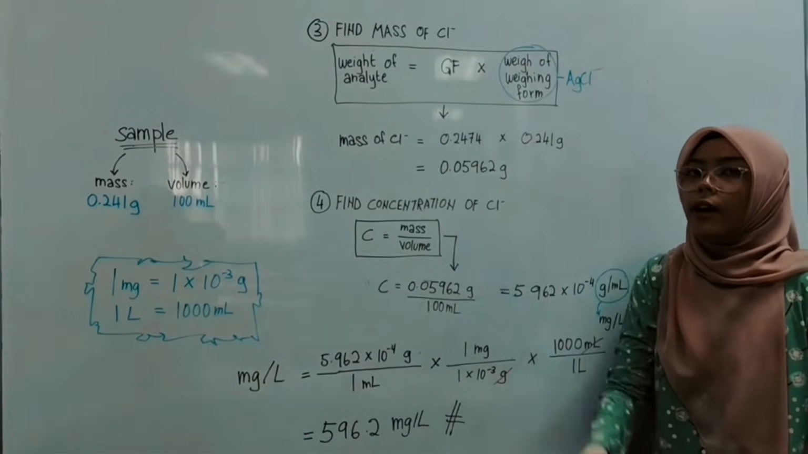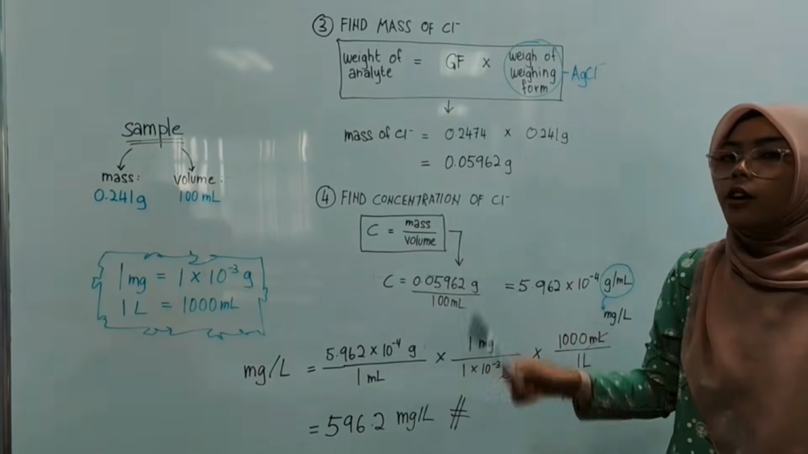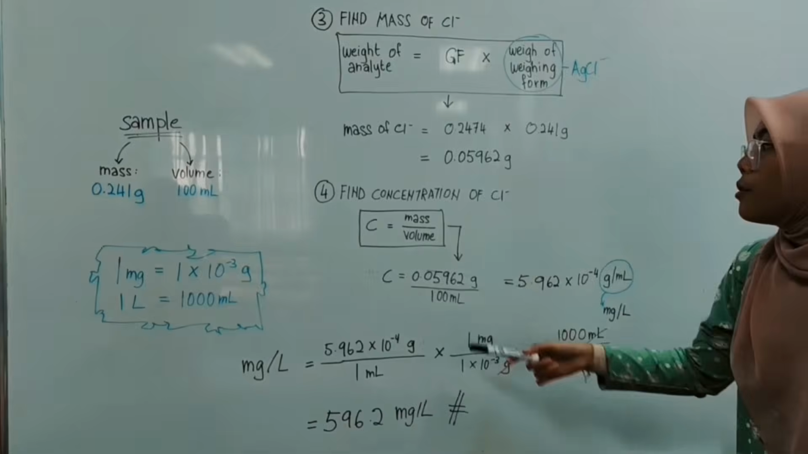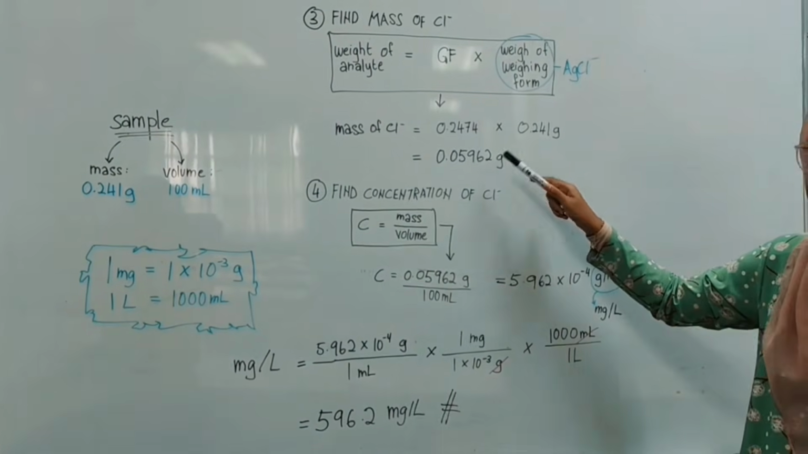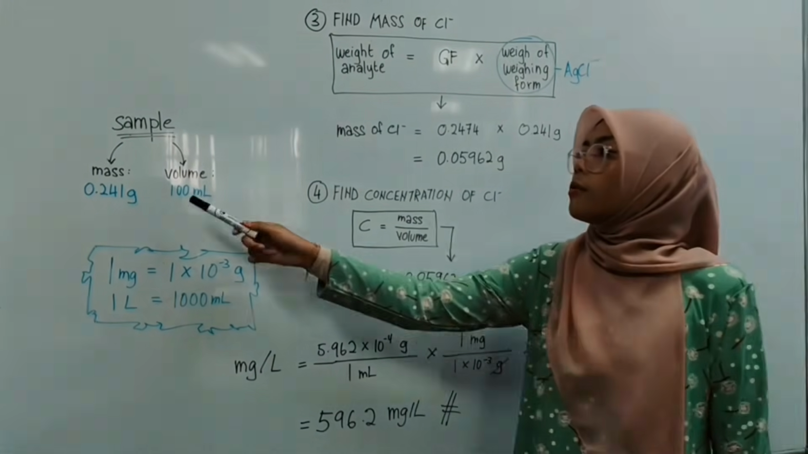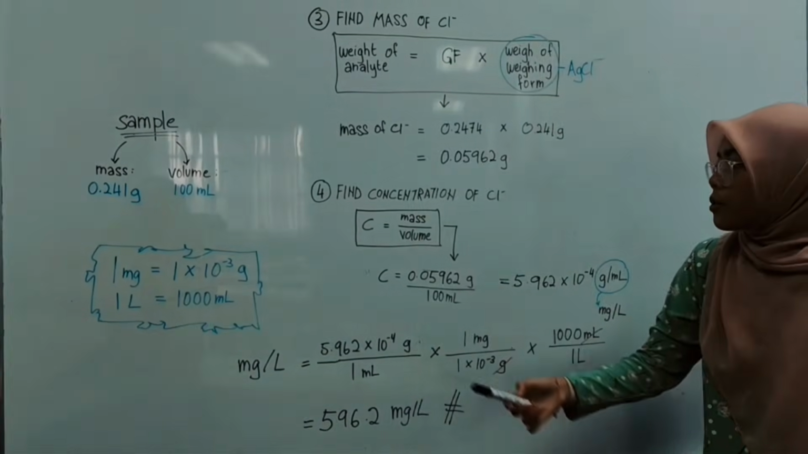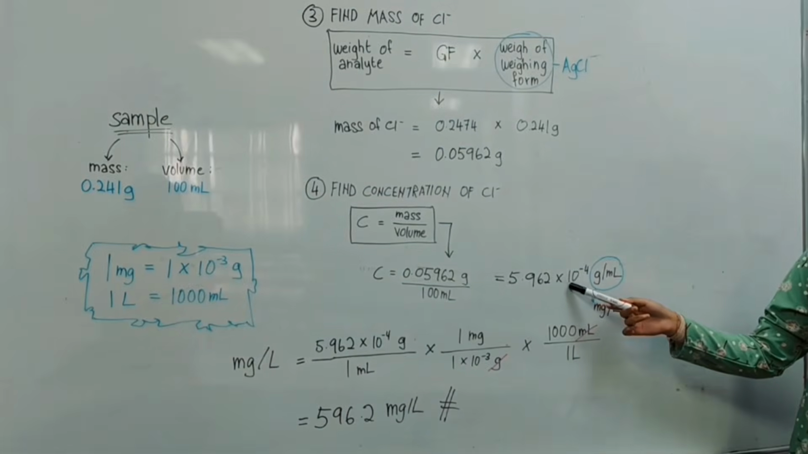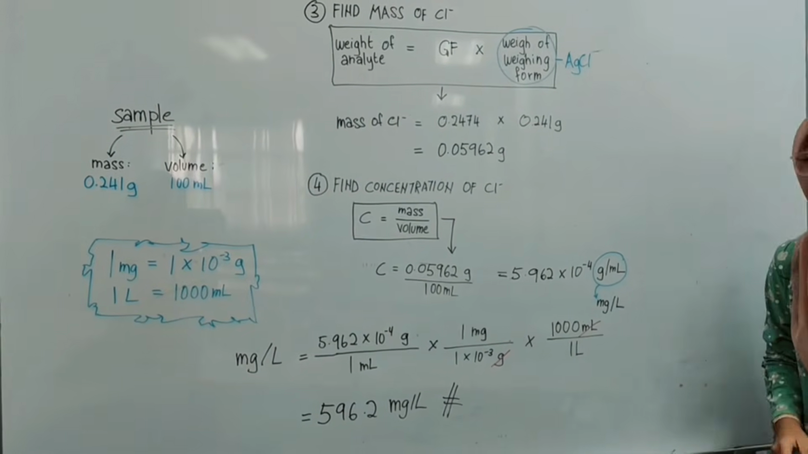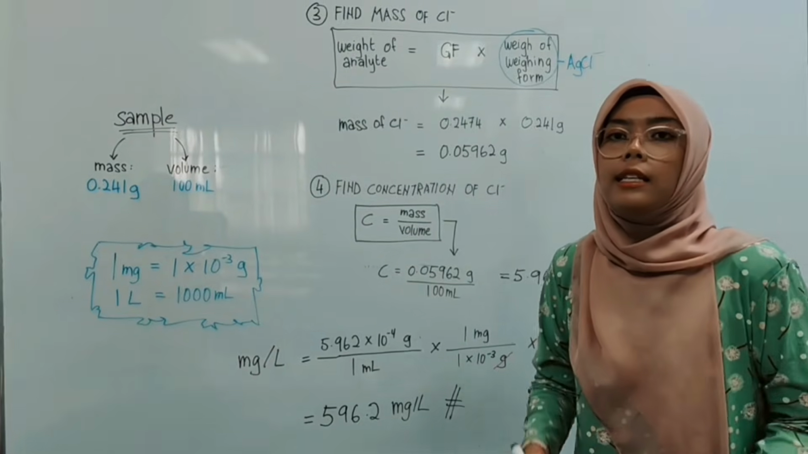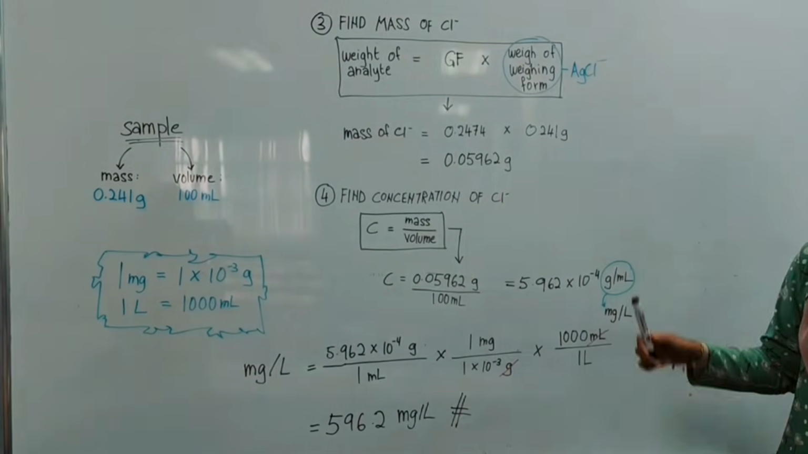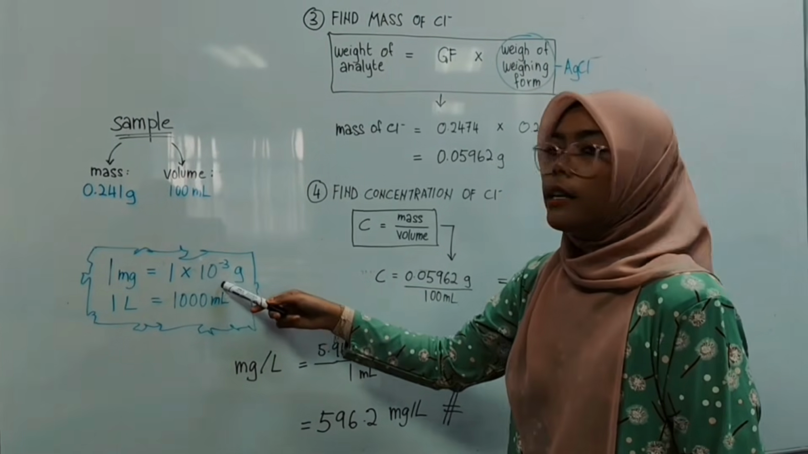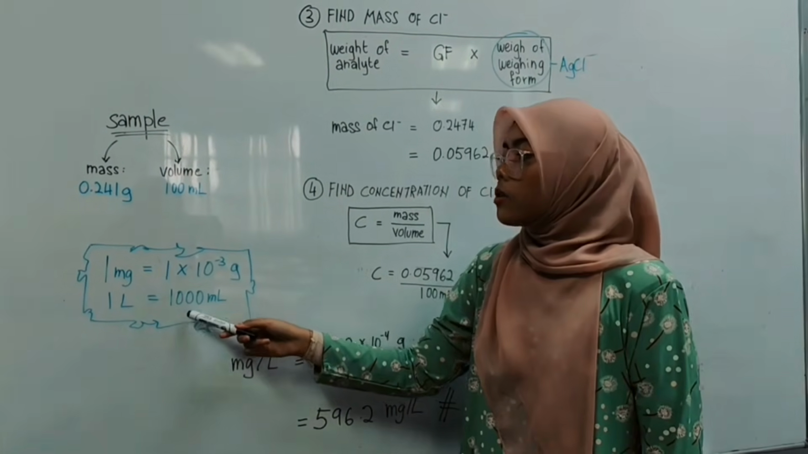So after we got the mass of chloride ion, the last step is we can find the concentration of chloride ion. So this is the formula of how we can find concentration. We use the mass of our chloride ion over the volume of our sample, which is 100 ml. So 0.05962 gram over 100 ml, we got 5.962 times 10⁻⁴ gram per milliliter. But we need to present our concentration in milligram per liter. So we need to convert this unit now. 1 milligram equals 1 times 10⁻³ gram and 1 liter equals 1000 milliliter.